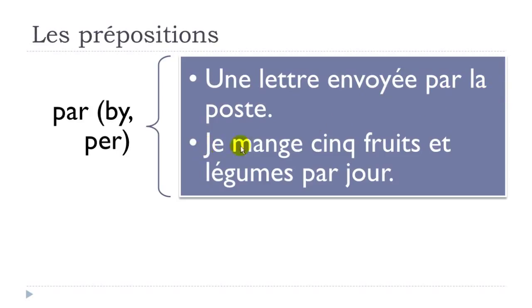Je mange 5 fruits et légumes par jour. So in that case, it would be this per day. Par jour. Je mange, I eat 5 fruits, fruits, et légumes, légumes is vegetables, par jour, per day. Je mange 5 fruits et légumes par jour.